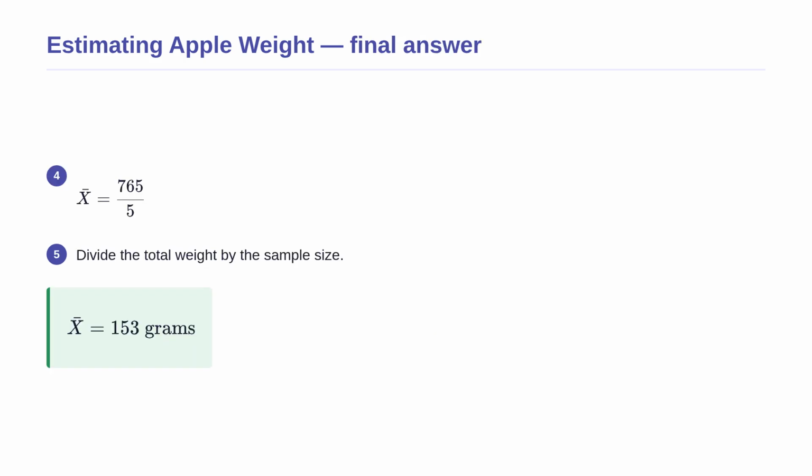Continuing with our calculation, we add the 5 numbers together. The sum is exactly 765. This means our 5 sampled apples weigh a total of 765 grams. The denominator remains 5. Finally, dividing 765 by 5 gives us 153. Therefore, our estimate for the true average weight of all 10,000 apples is 153 grams. By weighing just 5 apples, we made a highly logical, data-driven guess for the entire orchard.